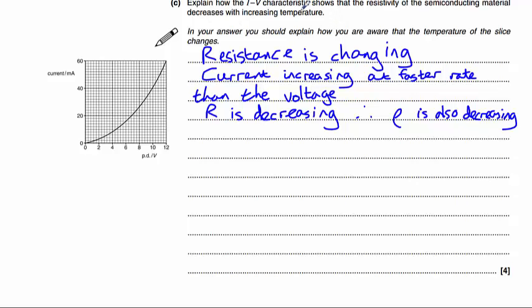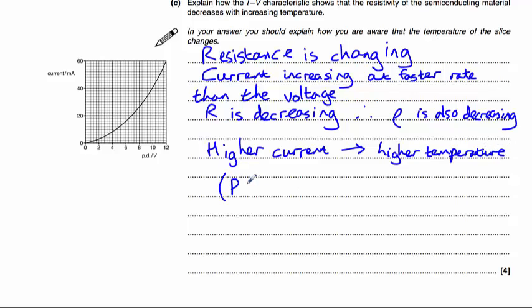We now need to link that to temperature. So we should be able to see that a higher current leads to a higher temperature. And if we like, we can refer to the power dissipation equation here. Power, so that the heat emitted from the semiconductor is equal to I squared R. So P is proportional to I squared. Hence the higher temperature when we have a higher current.